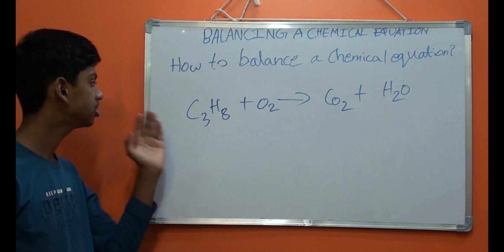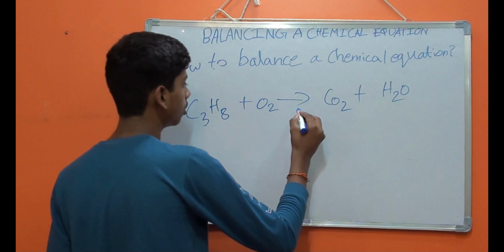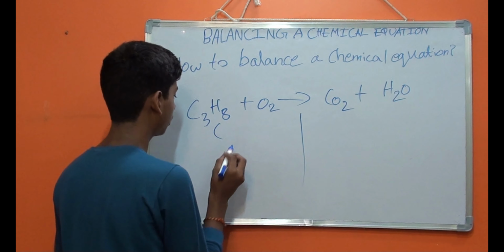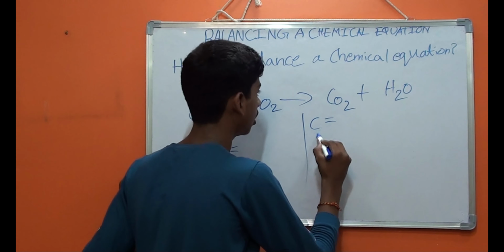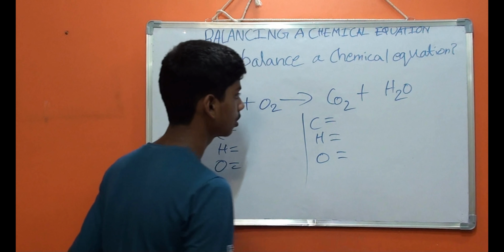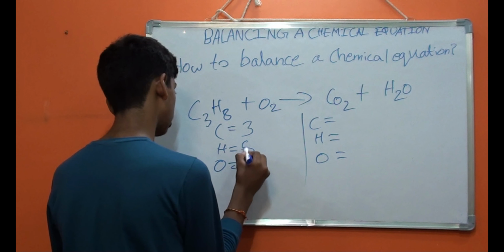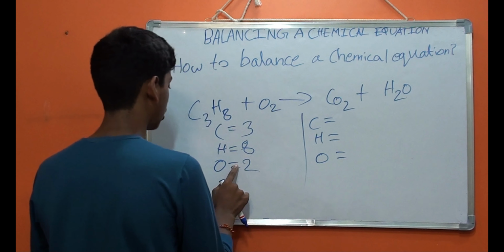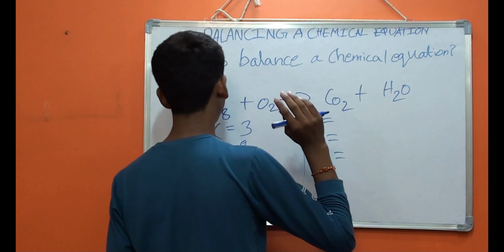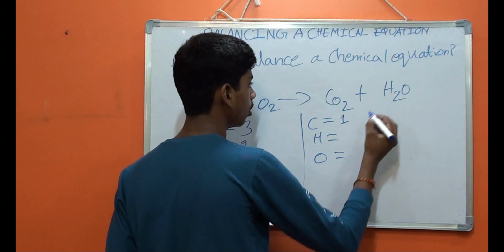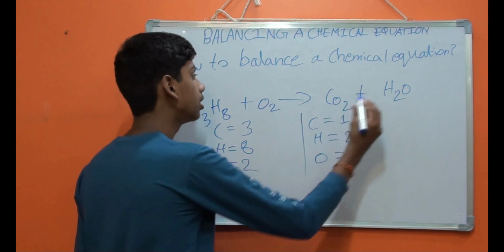So this is the unbalanced chemical equation. We have to balance this chemical equation. So we'll write all the elements. So we have carbon, hydrogen and oxygen. So we have here 3 atoms of carbon, 8 atoms of hydrogen and 2 atoms of oxygen on the reactant side, and on the product side carbon has 1 atom, hydrogen has 2 and oxygen has 3 atoms. I will tell you why.